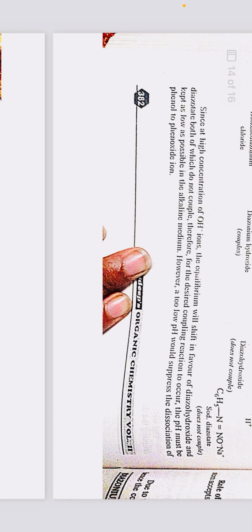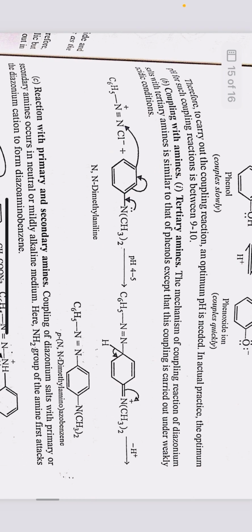At high concentration of hydroxide ions, the equilibrium will shift in favor of diazo hydroxide and diazotate, both of which do not couple. Therefore, for the desired coupling reaction to occur, the pH must be kept as low as possible. In the alkaline medium, however, a too low pH would suppress the dissociation of phenol to the phenoxide ion. Therefore, to carry out the coupling reaction, an optimum pH is needed. In actual practice, the optimum pH for the coupling reaction is between 9 and 10.